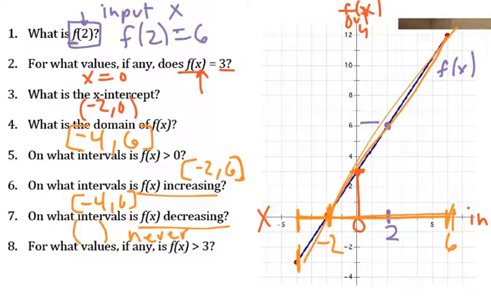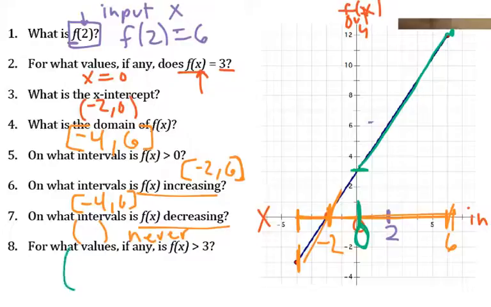Okay, for what values, if any, is f of x greater than 3? So is the output greater than 3? Well, that y-intercept is when it's equal to 3, right? Right here. So is it greater? Yeah, this whole section of the graph is greater than 3. So from 0, that's like the boundary, not included. As it goes to 6, the end, that is when it's greater than 3.